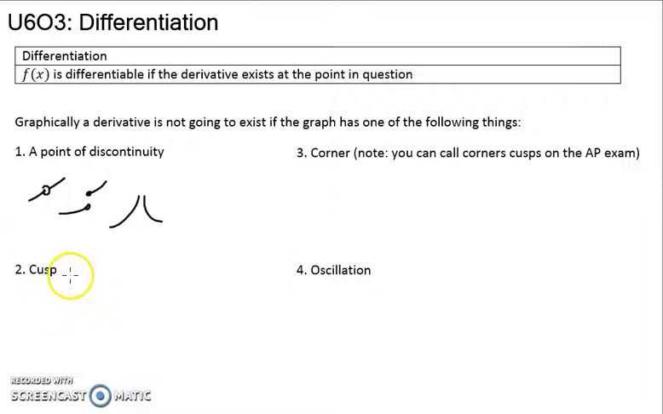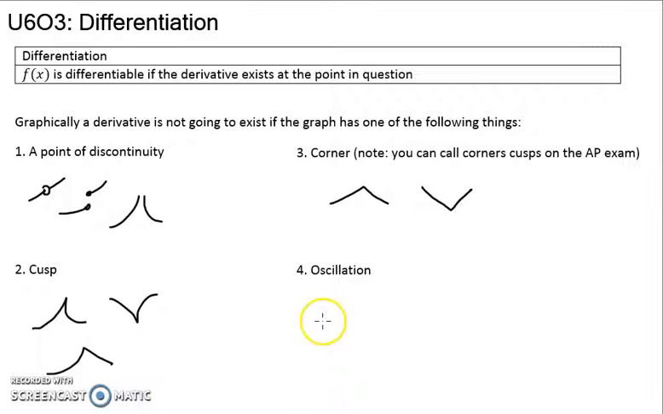A corner, actually let's go down here to cusp. A cusp kind of looks like a wave. So it looks like it's curving on both sides of the little point we have there. It could also be a curve and then a straight line, which would be a cusp as well. A corner is just going to be two straight line pieces. So we're not going to be differentiable at any of these little points here or here. Now note on the AP exam, you can call corners cusps and you're going to be fine. So everything here you can call a cusp.